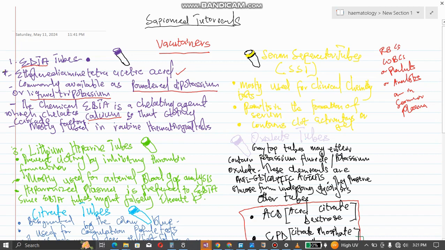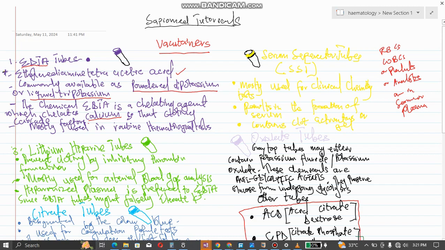Alright. So the EDTA is mostly found in two forms. We have the powdered dipotassium form or the liquid tripotassium form. Okay. So normally EDTA is designated with the lavender color or the purple top color. So if you have ever seen any tube with the purple top or the lavender top, it signifies or denotes the EDTA tube.